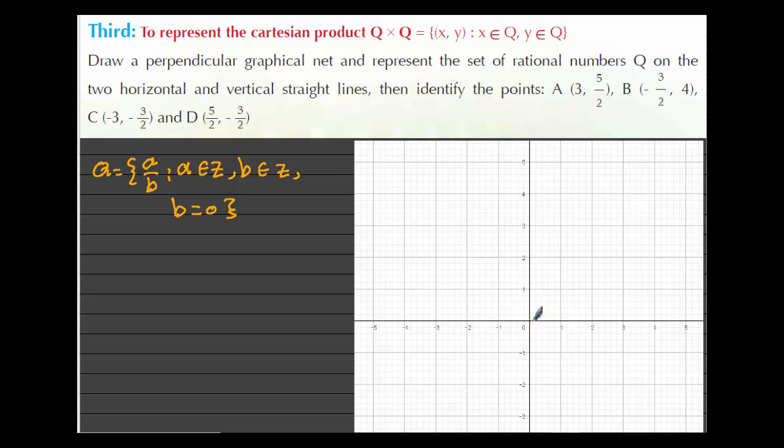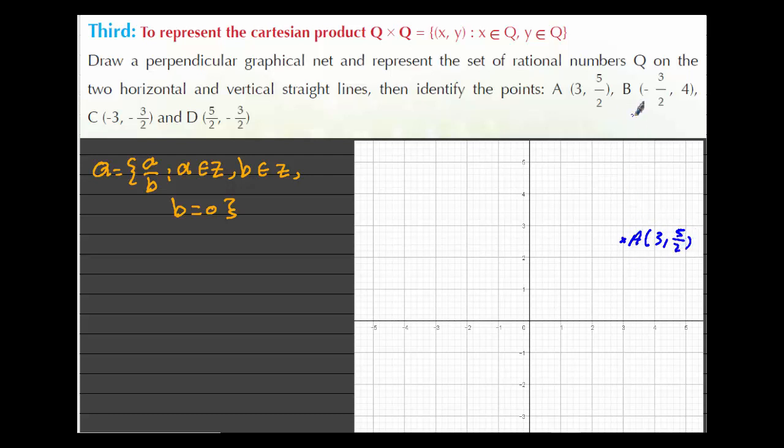So we start from 0 and count to 3. So we have 0, 1, 2, 3, and then up to 5 over 2. 5 over 2 equals 2.5. So we go to 2.5. So in this location, we have the point A of coordinates 3 and 5 over 2.